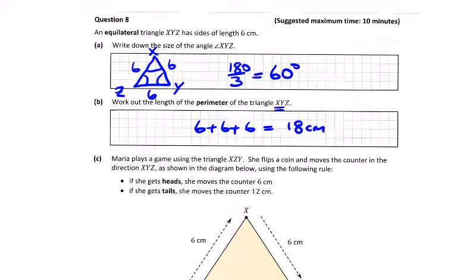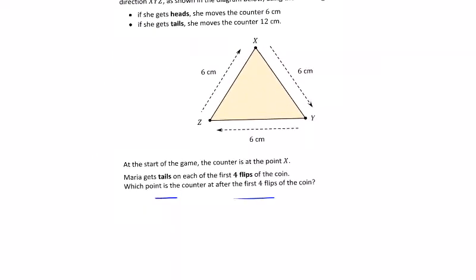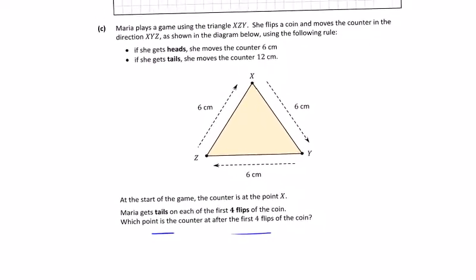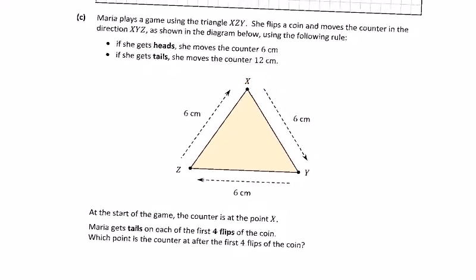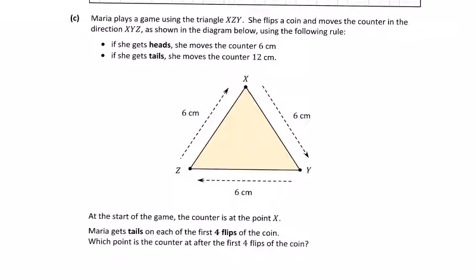In the second part of this question, Maria plays a game using this triangle, and she flips a coin and moves the counter in the direction XYZ. Using the following rule, if she gets heads, she moves the counter 6, and if she gets tails, she moves the counter 12. So let's see what happens here. At the start of the game, Maria is at point X. So she's here. And she gets tails on each of the 4 flips. Where is she after 4 flips? So we don't need this piece of information.